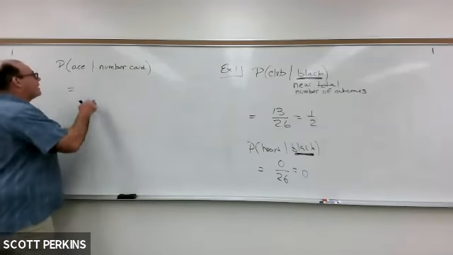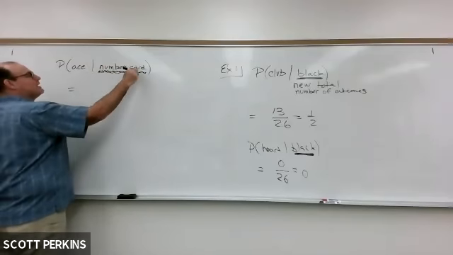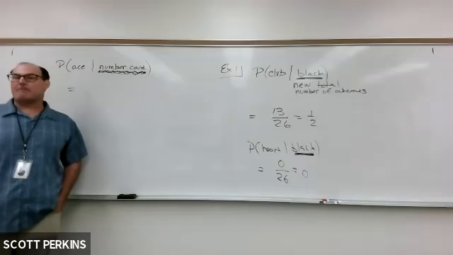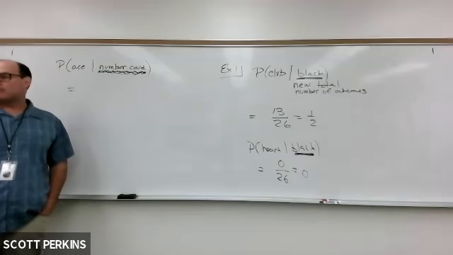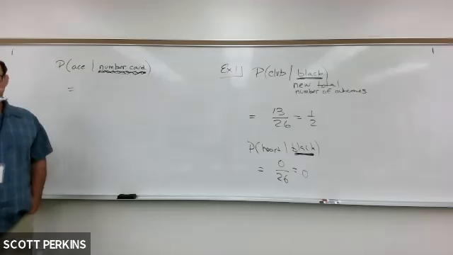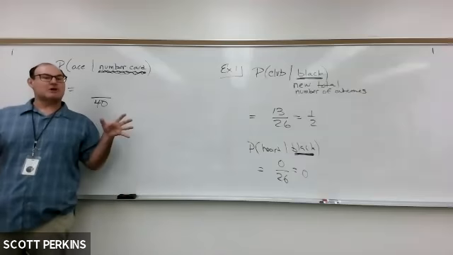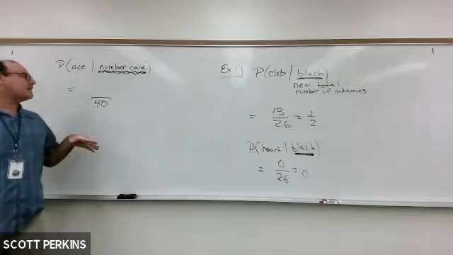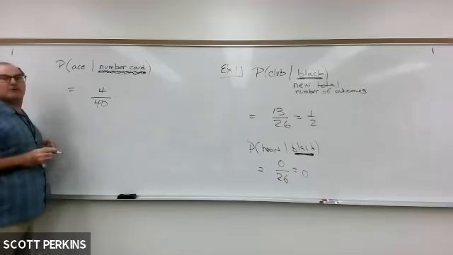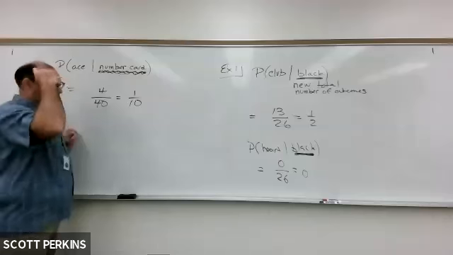All right, so ace, given that it's a number card. I'm telling you, we know the card that we're looking at is a number card. How many number cards are there in the deck of cards? There's 40: ace through 10, and then there are 4 suits. So there's 40 number cards. Now, limiting myself to just those 40 cards, how many of those cards are aces? So that would be a 1 out of 10 chance.